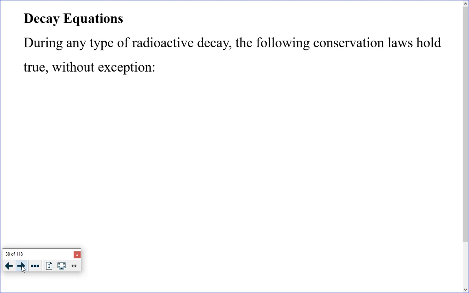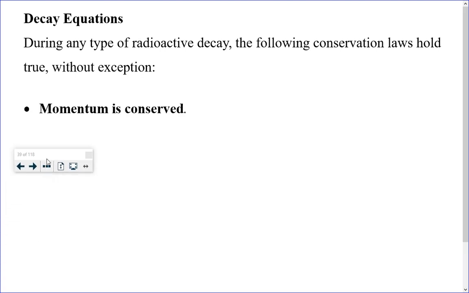So there are conservation laws that are always true without exception during nuclear changes. Conservation of mass is not one of them. Conservation of energy is not one of them. Okay? Energy is never conserved in a nuclear change, and neither is mass, because in a nuclear change, mass turns to energy, or energy turns to mass.